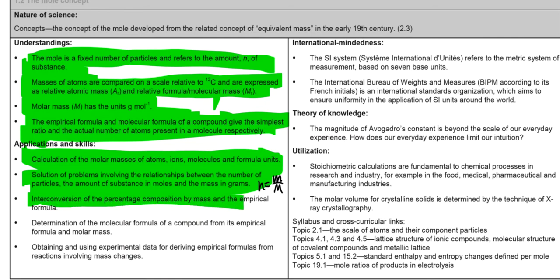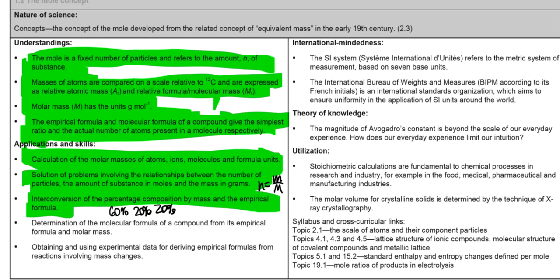Interconversion of the percentage composition by mass and the empirical formula. That's just talking about percentage composition by mass. It's to do with questions where you're given, okay, this molecule has 60% carbon, 20% oxygen, 20% hydrogen, and you're meant to deduce the empirical formula. This is another type of question you have to do. So just do a couple of these questions. Your teacher would probably provide you with them.